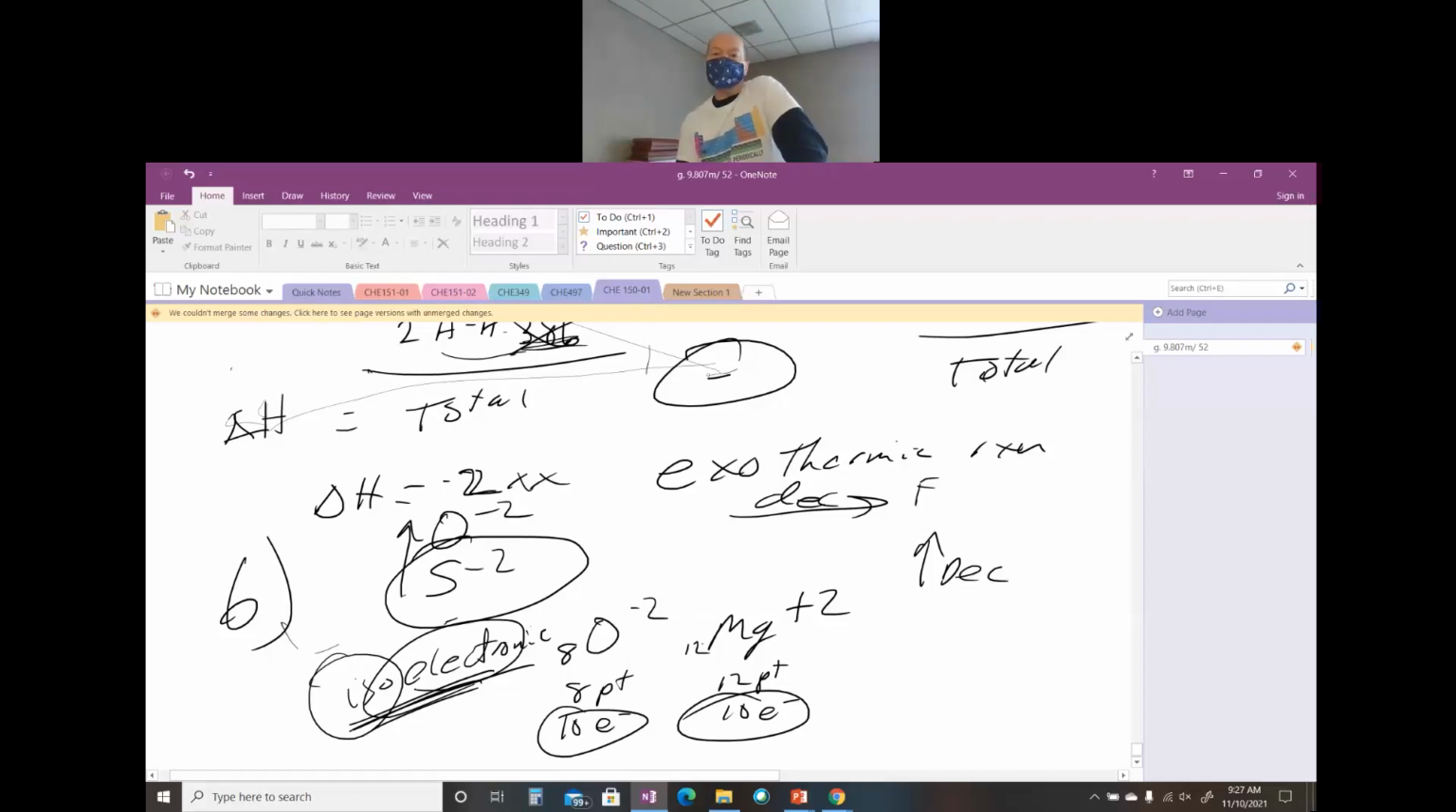Anytime you have a charge difference, the one that is more negative is the largest. Always the more negative. Or you can look at it as less positive. All right, so if they're both positive, the one that's less positive is the largest. So your O minus 2 is much larger than your Mg plus 2.